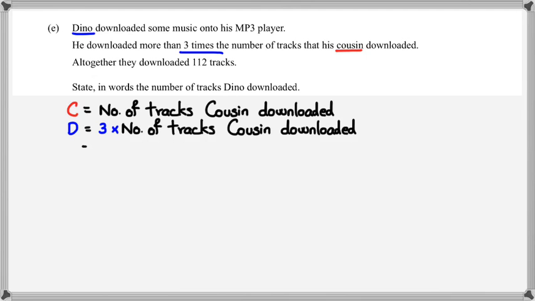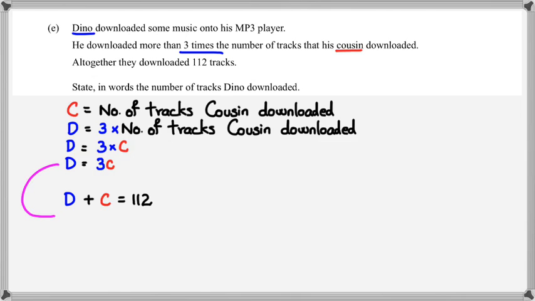Now because I said the number of tracks the cousin downloaded is C, I can rewrite this statement as D equals 3 multiplied by C. And from here, I can say D equals 3C. Now, in the third line, they say altogether they downloaded 112 tracks. So, which means we've got Dino plus his cousin. They both downloaded 112 tracks.